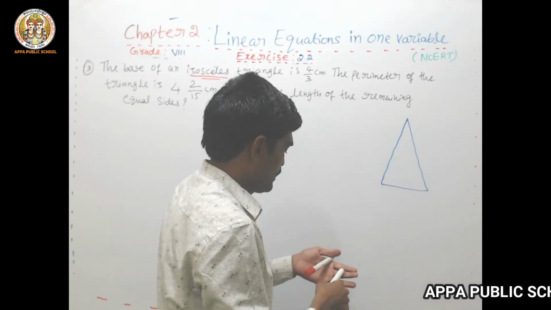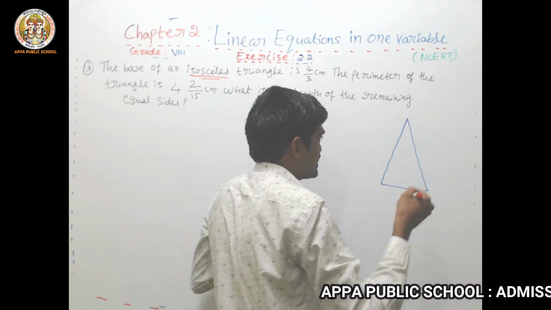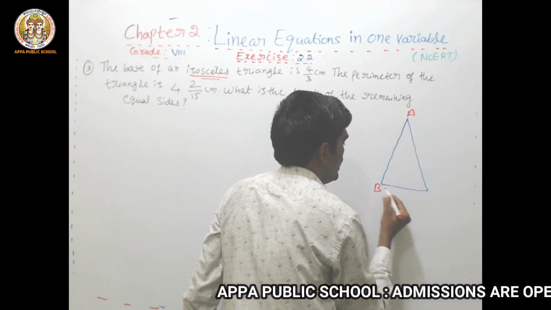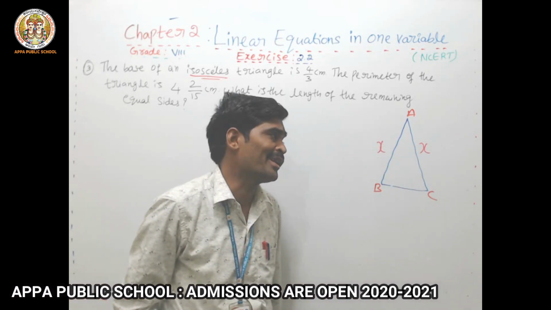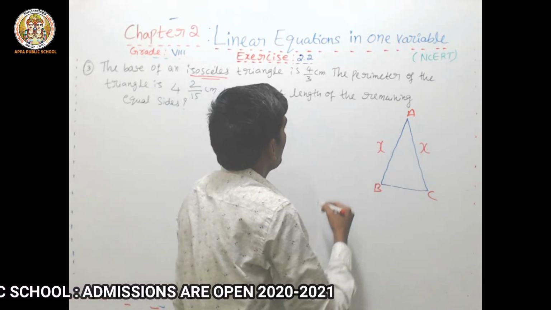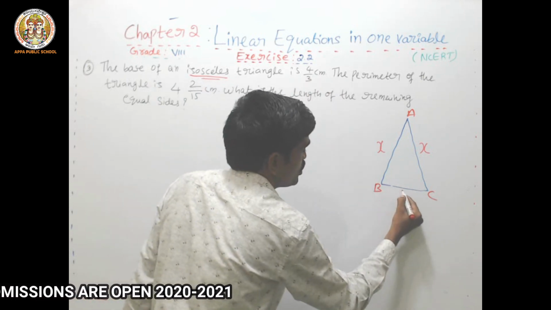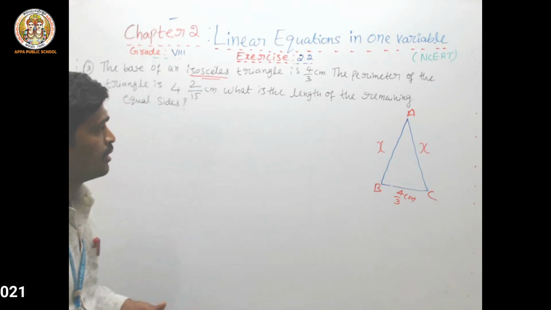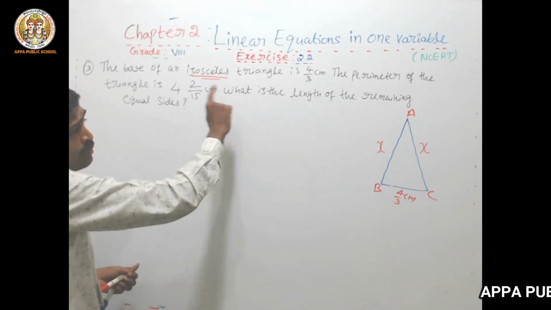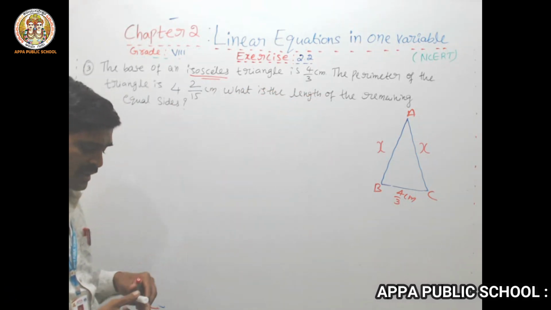Here these two sides are equal. You can say that AB and AC, two sides are equal. We don't know the length of the equal sides. That's why we have to take a variable, x. And also the given base should be 4 by 3 centimeter. Now we have to find the length of the remaining equal sides.